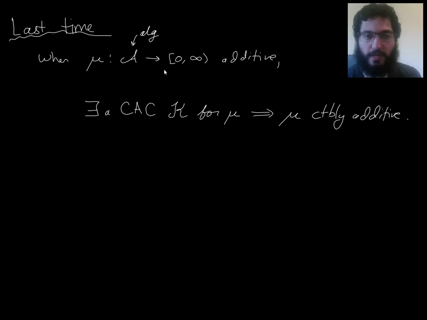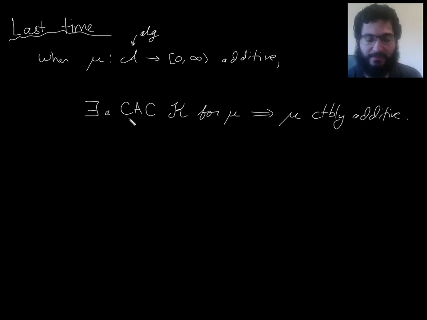Here's a quick recap of what we did last time. Basically, we proved the following. When mu is an additive function on an algebra of sets A, and non-negative also, then you get this nice criterion for countable additivity, which is: mu is countably additive if there is a compact approximating class K for mu.